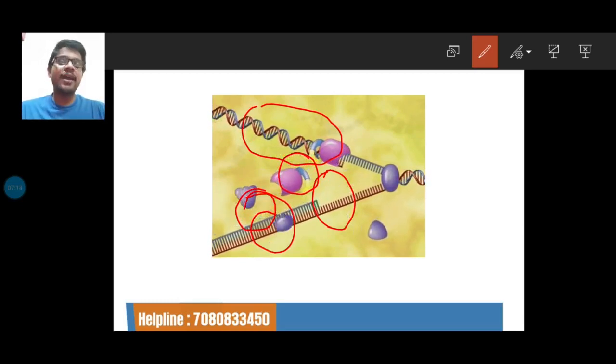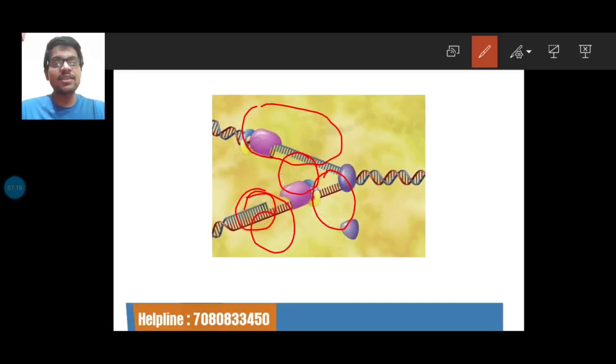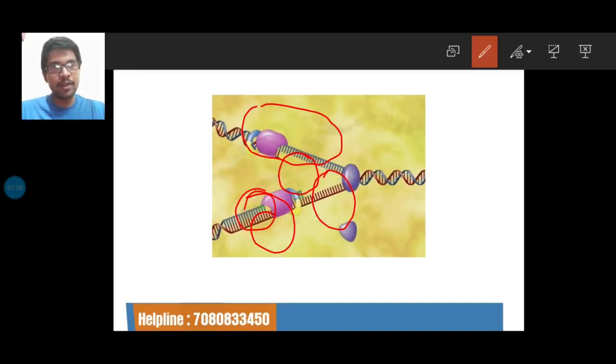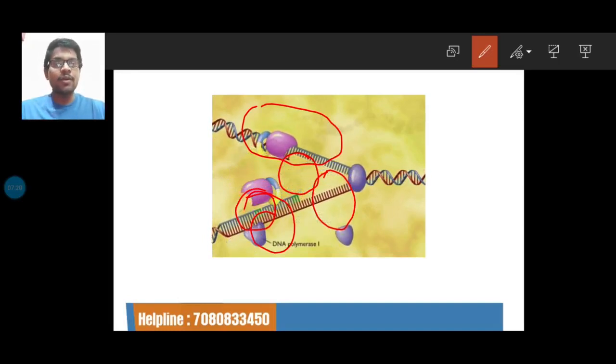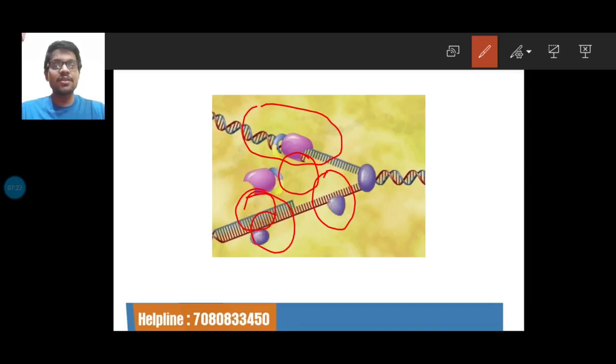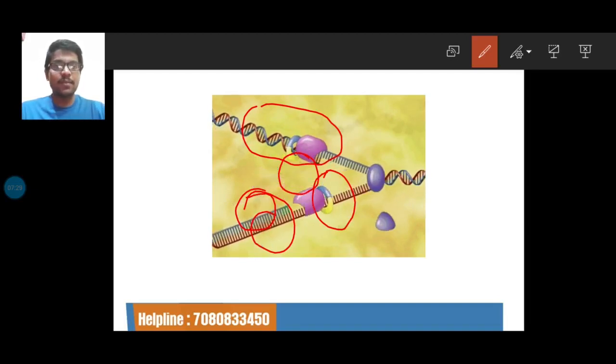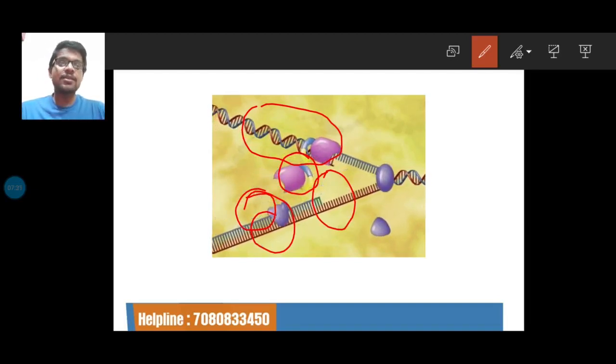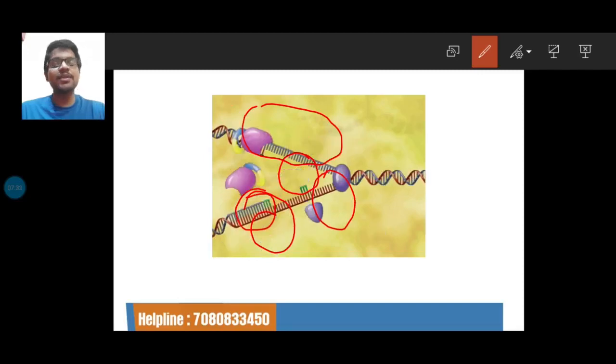Fine. Those fragments in the lagging strand are known as Okazaki fragments. Now in the lagging strand you can see that the replication is discontinuously happening, and in the leading strand you can see the replication is continuously happening. For that reason DNA replication is known as a semi-discontinuous process.